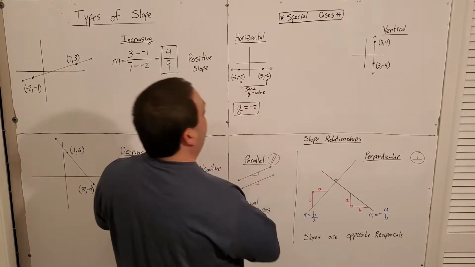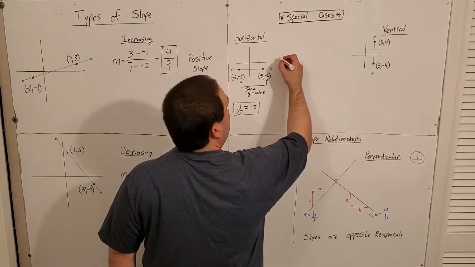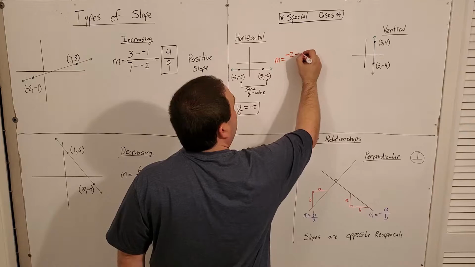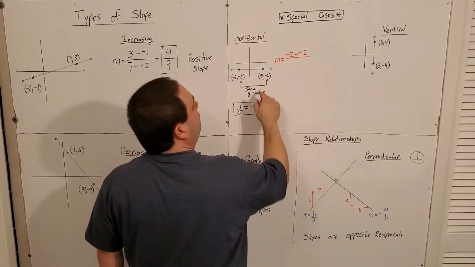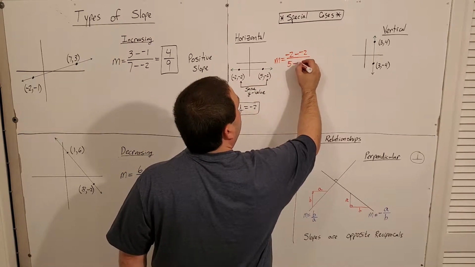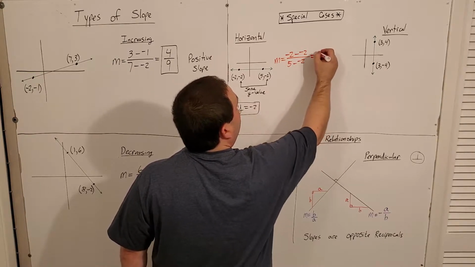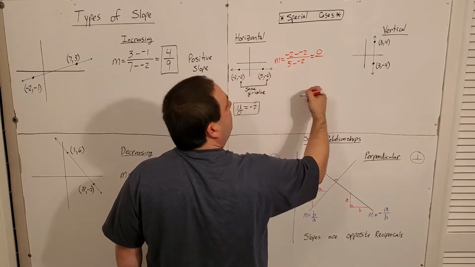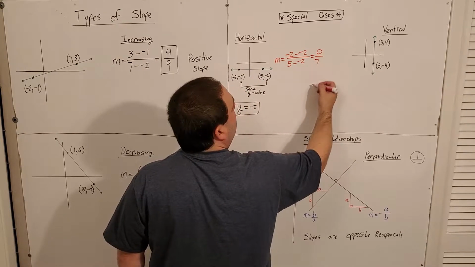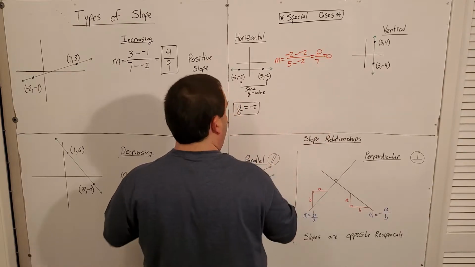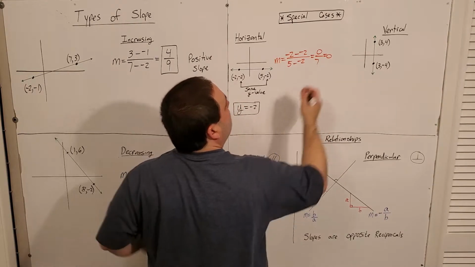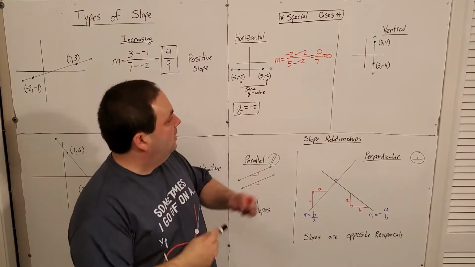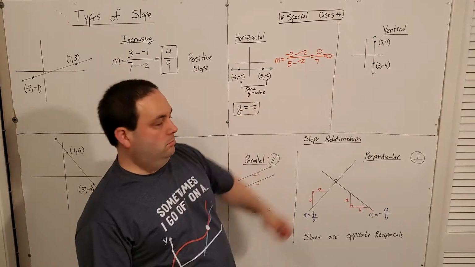Let's compute the slope on a horizontal line here. M equals y2 minus y1, so negative 2 minus negative 2 over 5 minus negative 2. I want you to notice the top is 0 and the bottom is just some number, any number, depending on the points I picked, right? Which comes out to be 0. For any horizontal line, the slope is going to be 0. Okay?